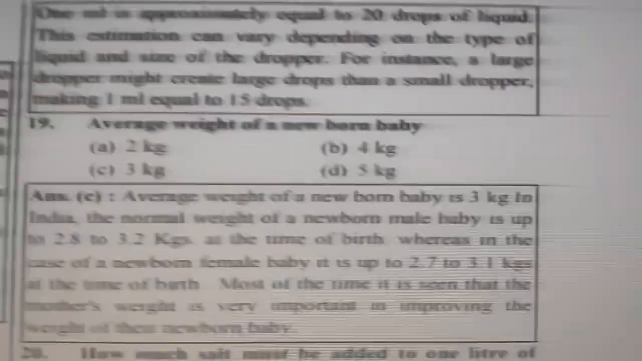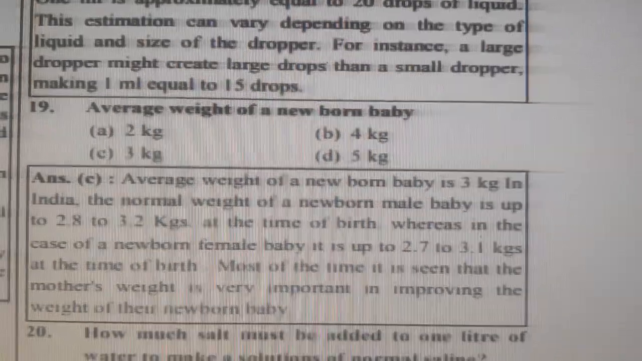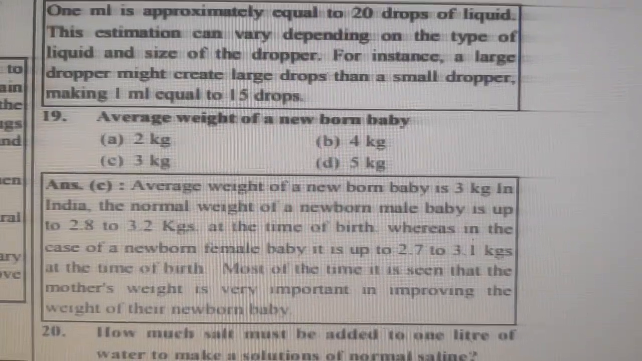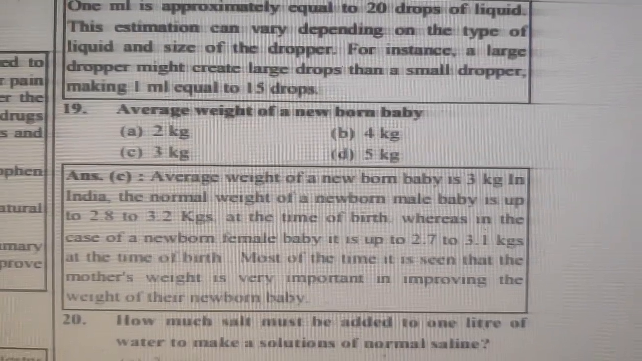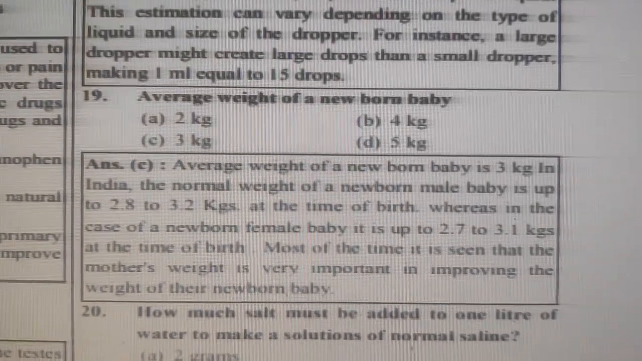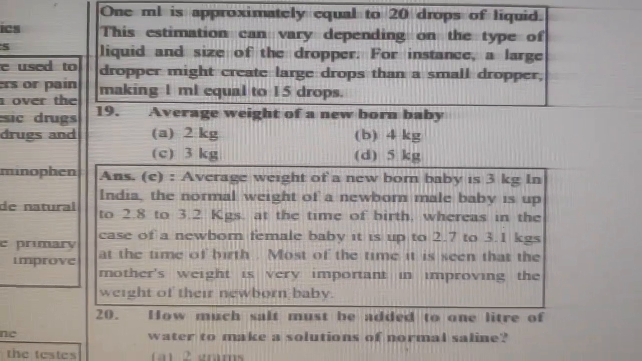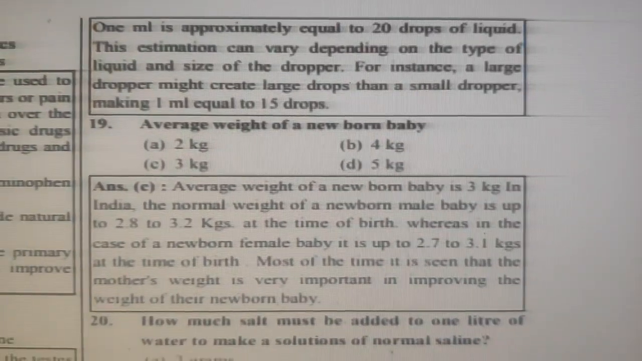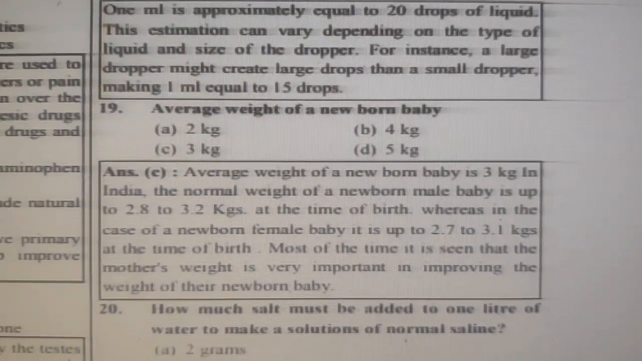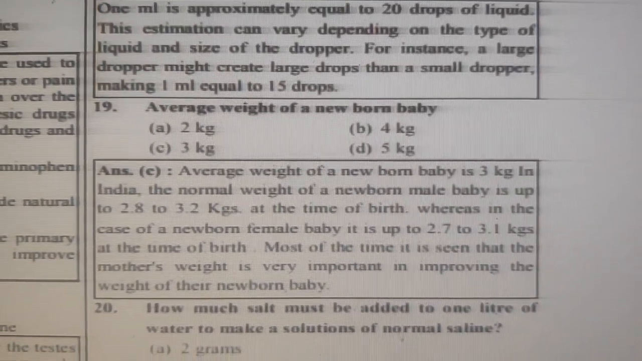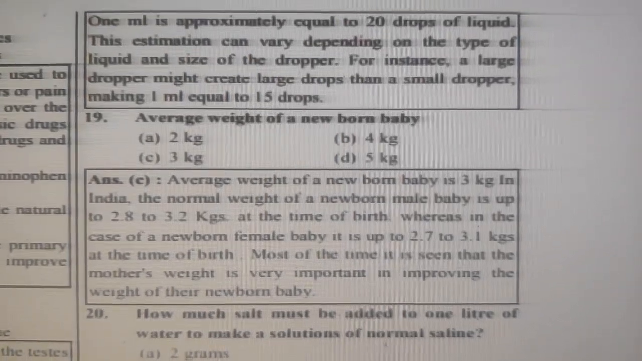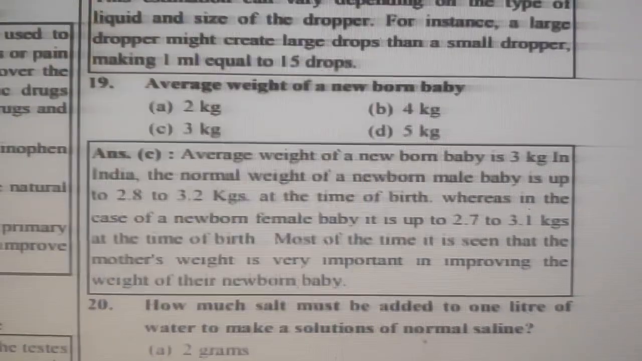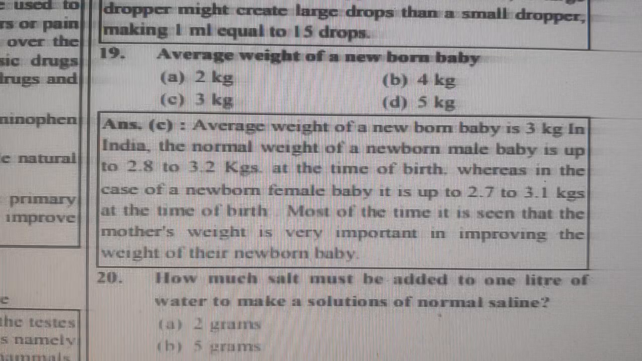19. Average weight of newborn. Option A 2 kg, option B 4 kg, option C 3 kg, option D 5 kg. So option C, 3 kg, is the average newborn baby weight. 3 kg is the average weight of a newborn baby. 3 kg is the Indian average.